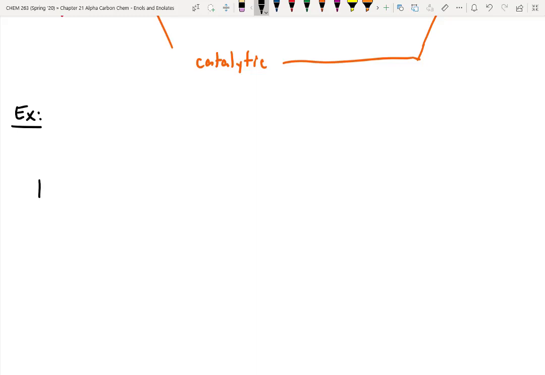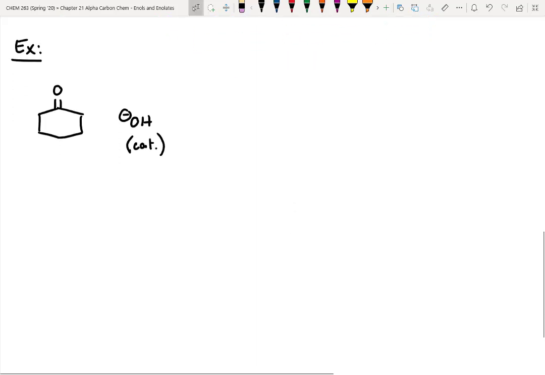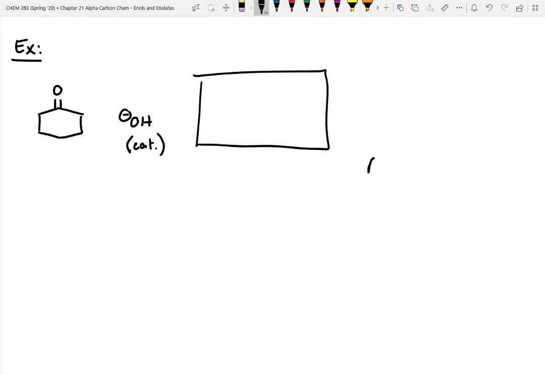All right, so let's just take a generic example. So over here, I've got cyclohexanone, and I've got hydroxide, and this is just going to be catalytic. It's not going to be a full stoichiometric equivalent. And you can imagine that if this were to react, I'm just going to put a box here, and then we'll fill this in, and we put our products on this side, that we could form some of our enol, just like we saw in the mechanism above. So this would be our enol. And because it's catalytic, we're going to regenerate that hydroxide out.